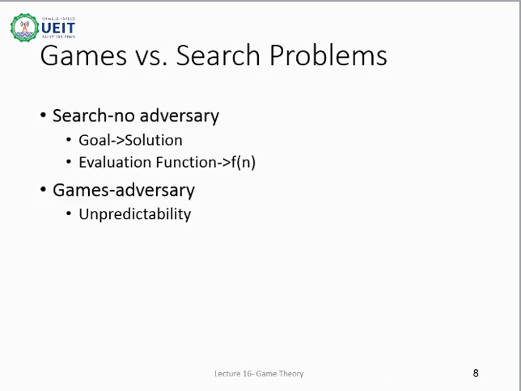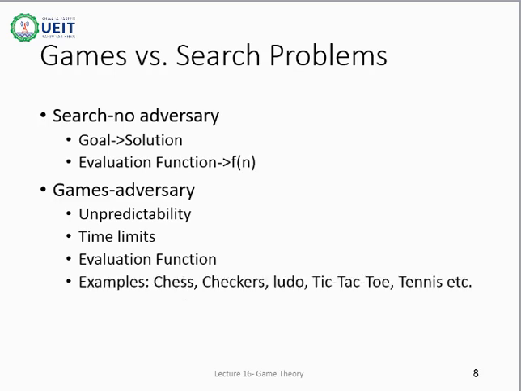In games, we often have time limits. These time limits force us to take an approximate solution. The evaluation function in game theory is the utility or goodness of a player's position, which means that different moves have different utilities attached to them. The closer the player is to success, the higher its utility, and vice versa. These are the examples of different games.